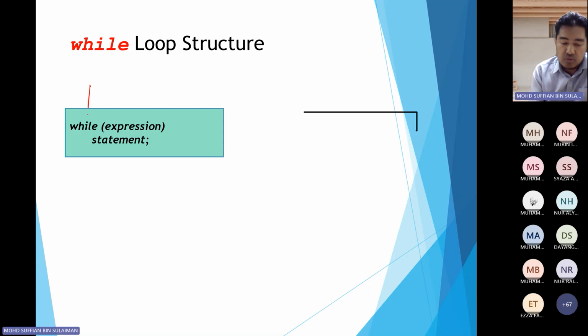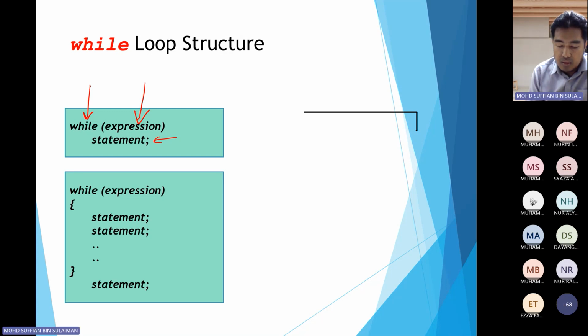You need to use the keyword while, and then this is the condition in brackets. Some books call it expression, some books call it condition. Both can be accepted, different terms but the same meaning. And this is your statement. Don't forget to use the semicolon. And if you have more than one statement, you can use the open and close curly brackets.